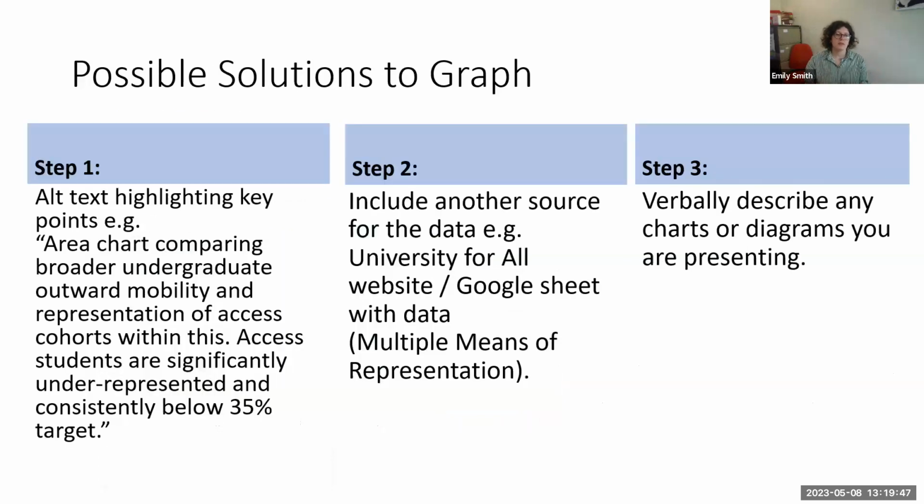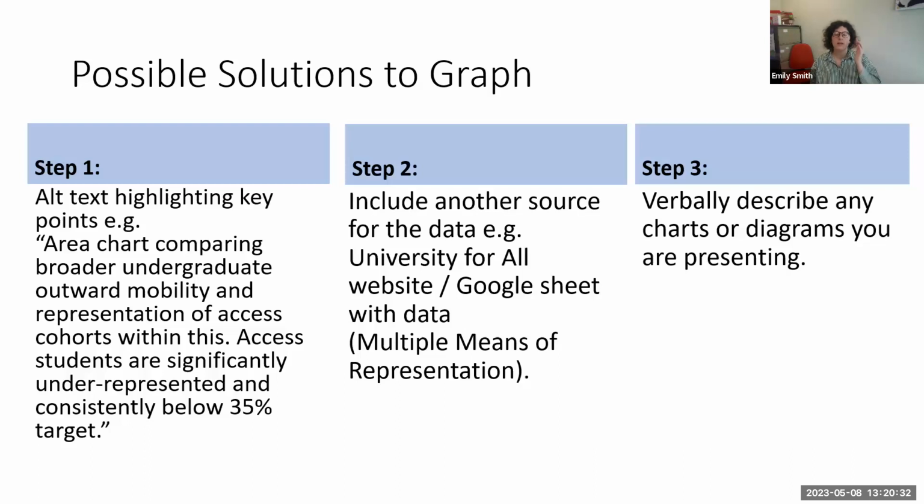So 3 steps to dealing with this graph. First thing we're going to do is we're going to give our alt text. And we're thinking about, why did we use this diagram? Why did we use this graph? We used this graph because it was particularly striking and showing just how far below the target we actually were. And that's what we're going to say in the alt text. We're going to take the key piece of data. So the main thing that was the story that was being told by the data was the low representation. So we've got area chart comparing broader undergraduate outward mobility and representation of access cohorts within this. Access students are significantly underrepresented and consistently below the 35% target.